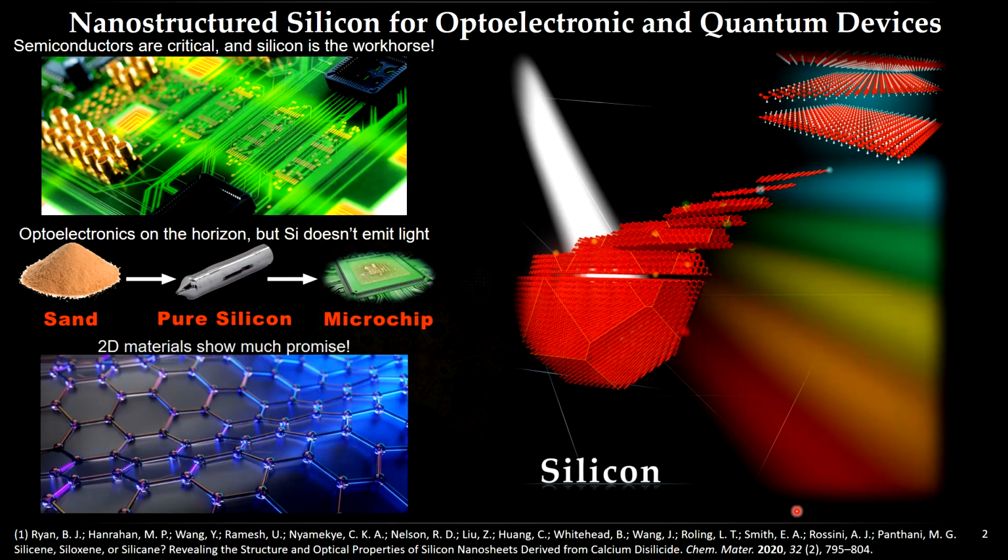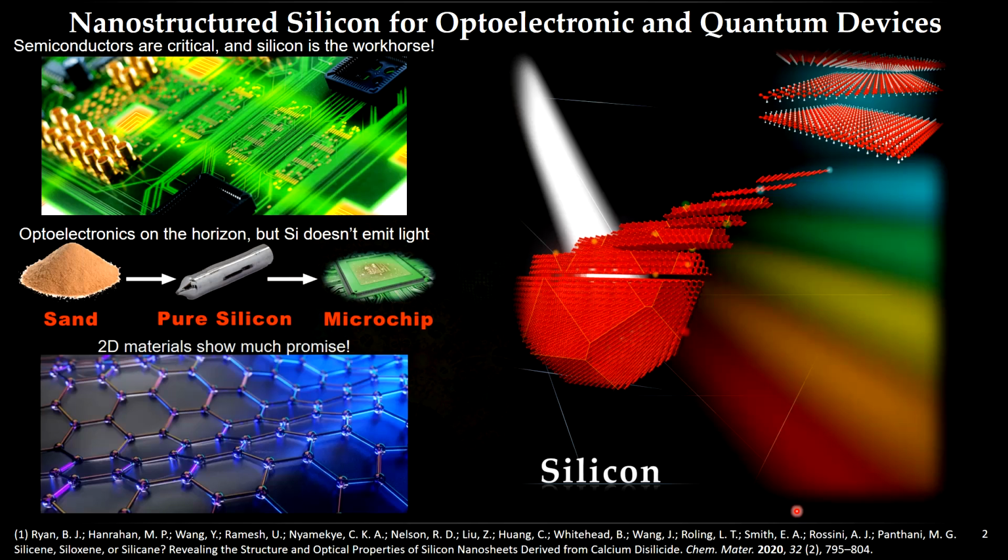So, semiconductors play a critical role in modern society. And it goes without saying that the workhorse behind all of these electronic devices is silicon. But if you look at the way we've been moving over the past couple of decades, we've been moving away from electronic devices and have been moving towards more modern optoelectronic devices. But this poses a threat for silicon. Silicon is a poor emitter of light, and this makes it nearly useless for many optoelectronic applications.